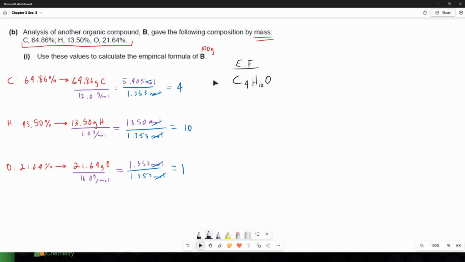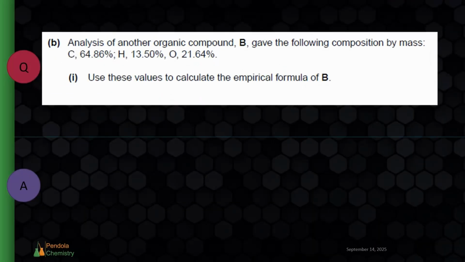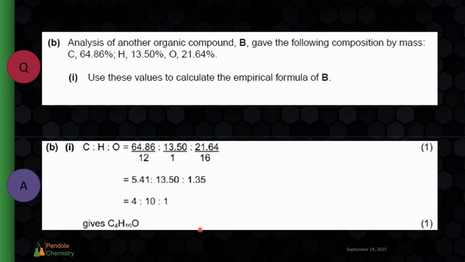Again, how do we know this? Because of the math. Now, let's say one of these was 1.5. Then we will need to multiply them by 2 because we will need a whole number ratio. Sometimes when we get decimals here, we'll have to multiply all of the ratio by a whole number multiplier to get rid of that decimal. But this wasn't the case in this question. Our answer here is C4H10O, and so if we go back here, we can see that worked out.